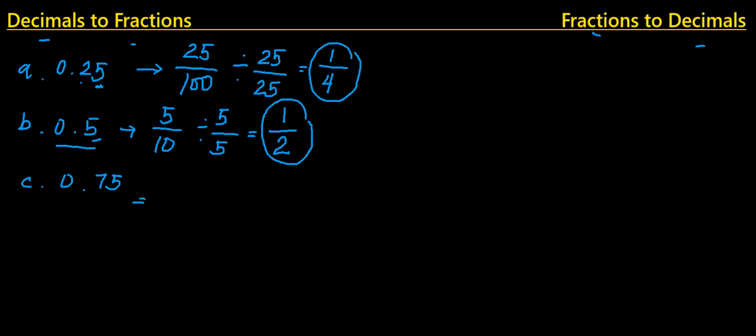Then next, we have 0.75, which is in the hundredths place value. So 75 over 100. Then reduce to lowest terms also. So this is 3 over 4.